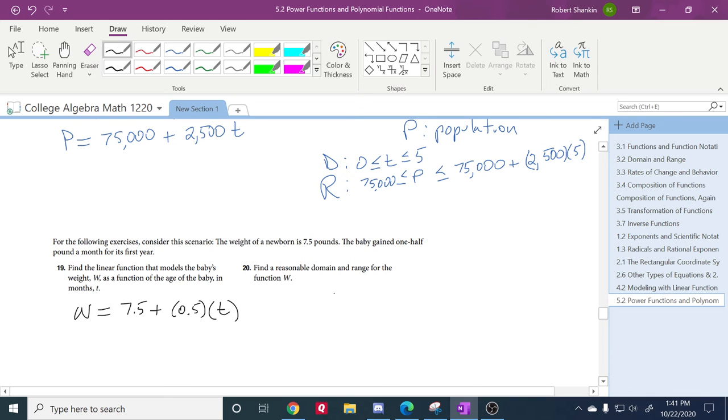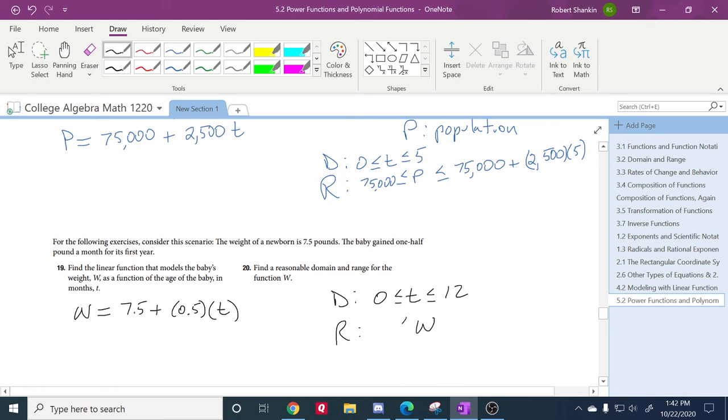And then the reasonable domain and range would be, the domain is something about the t. When is a baby no longer a baby? Maybe at 12 months, something like this. So when it's newborn, all the way to like 12 months. And it says for its first year, so it would go for 12 months. And then the range, the reasonable one is, they could have left out the word reasonable because we can figure out the precise range.